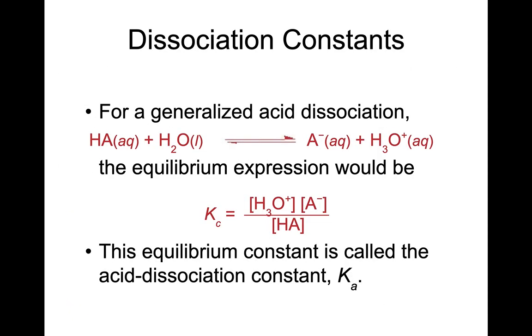So let's go back to those dissociation constants. Again, we've got our generalized equation in red and our equilibrium expression for it. We call that the acid dissociation constant Ka. And we're going to see in a second here that we can use this in any way we would have used an equilibrium expression in the last unit. So we're just in equilibrium 2.0 right now.